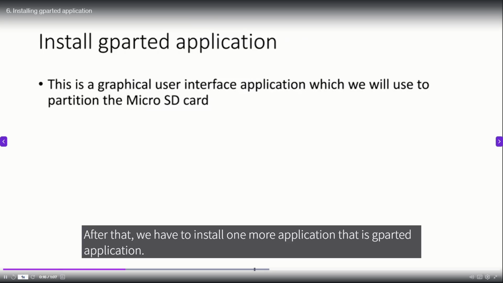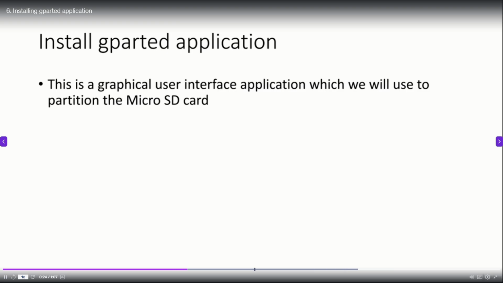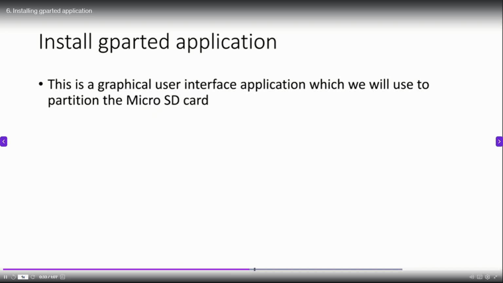After that, we have to install one more application, that is the gparted application. This application will be used to partition our SD card. This is a graphical user interface application which we are going to use to partition the micro SD card.